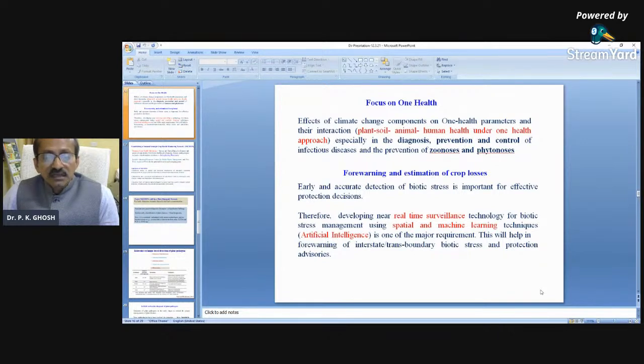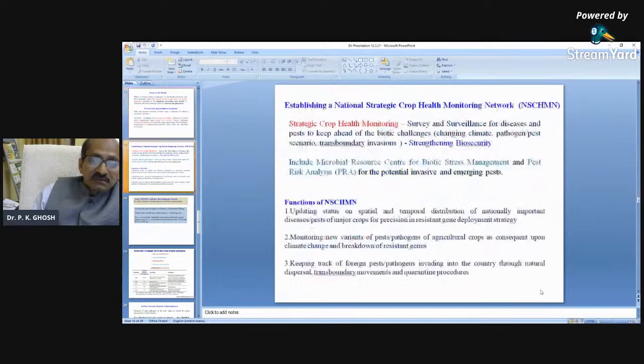Definitely this will help in forewarning of the transboundary biotic stress we are facing, and also we can develop the desired level of protective advisory if we understand the forewarning level. Now, in Indian conditions so far, we do not have any national strategic crop health monitoring networking system. But once we have that, we can have strategic crop health monitoring regularly. We can have a microbial resource center, and also we can go for pest risk analysis. So this is also the need of the hour in our Indian condition for developing the networking system.